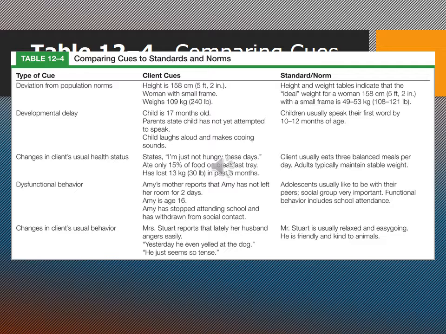Another cue is a change in the client's usual health status. If someone states, I'm just not hungry these days, and their intake changes, we can see that that's a negative change. We have dysfunctional behavior, which is another type of cue. And then changes in the client's usual behavior or health status.